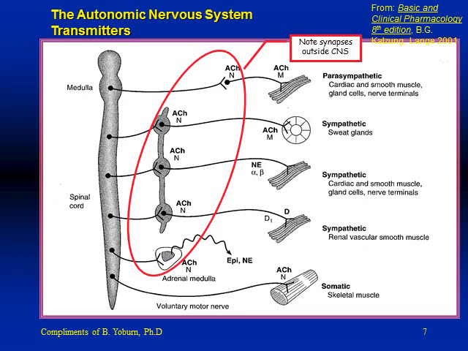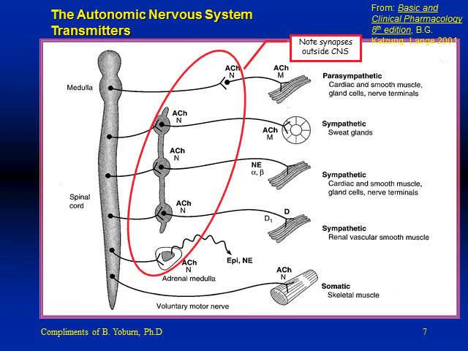Rather, what happens there is stimulation of the adrenal medulla coming out of the CNS causes the immediate release of epinephrine and norepinephrine. So it's considered modified sympathetic because there's no second fiber really. But it is sympathetic because it's closer to the spinal cord and because it releases sympathetic stimulants such as epinephrine and norepinephrine.